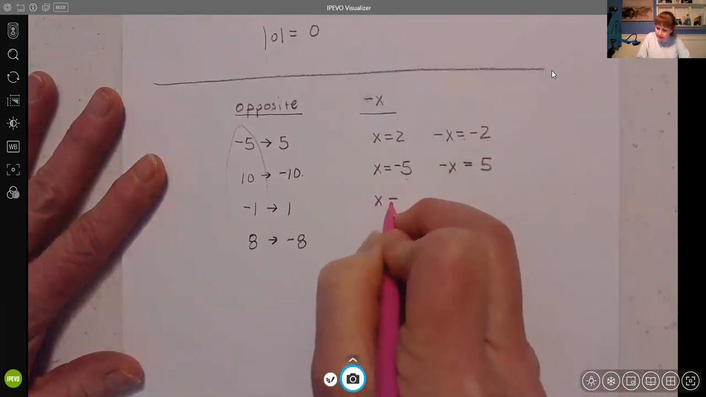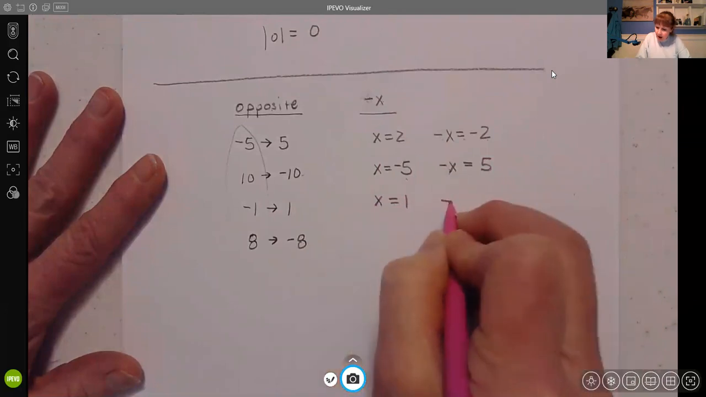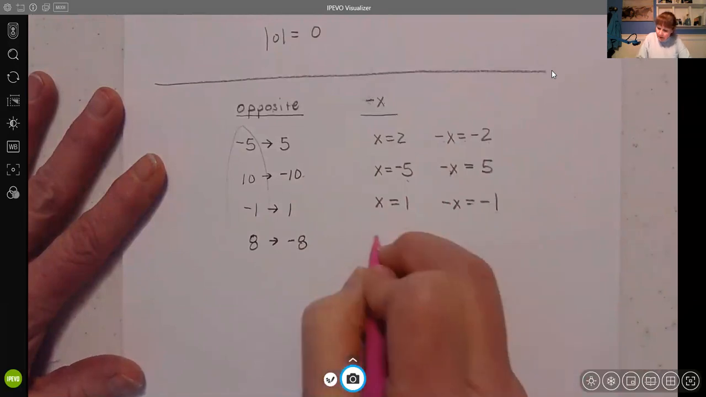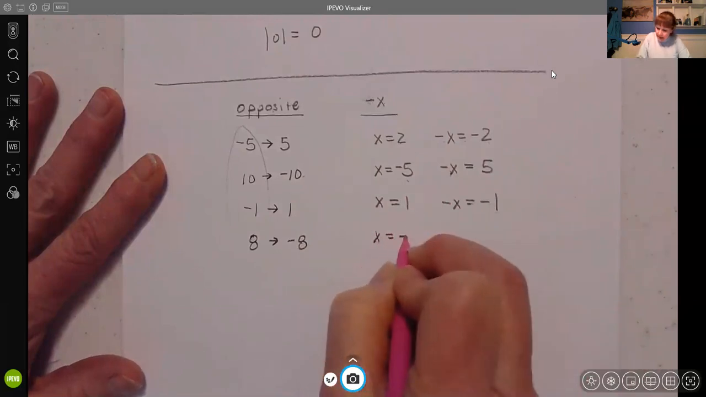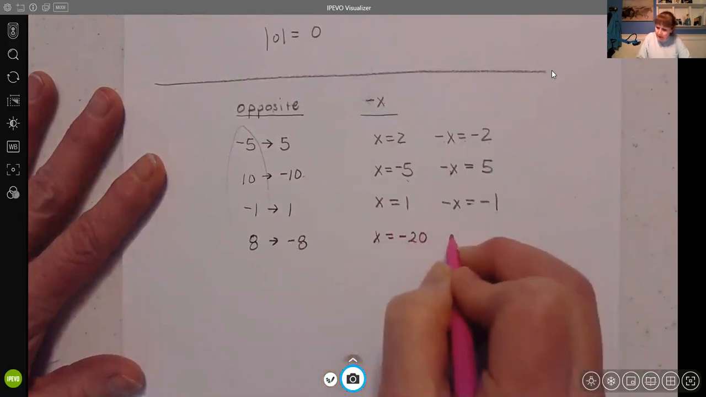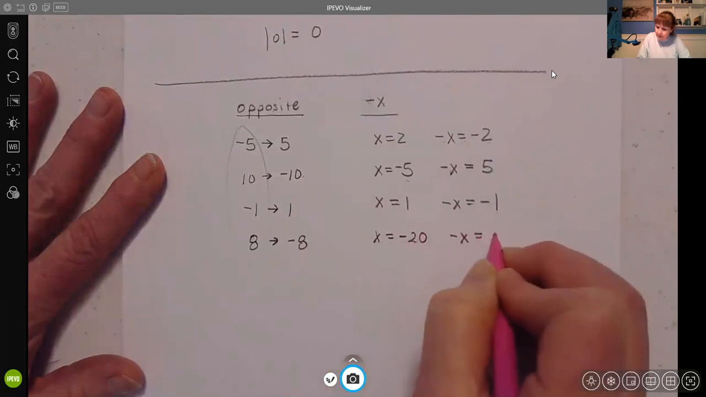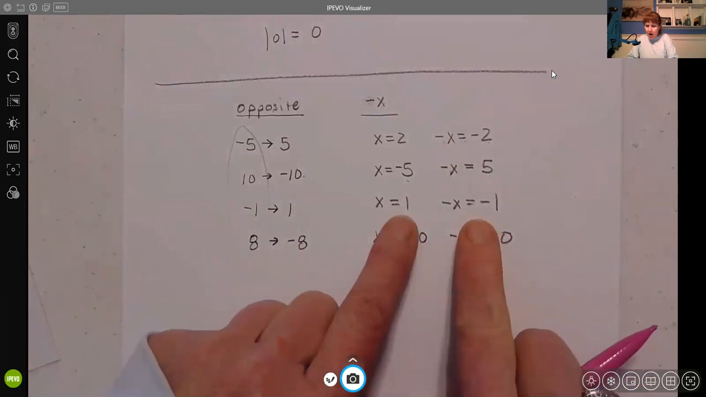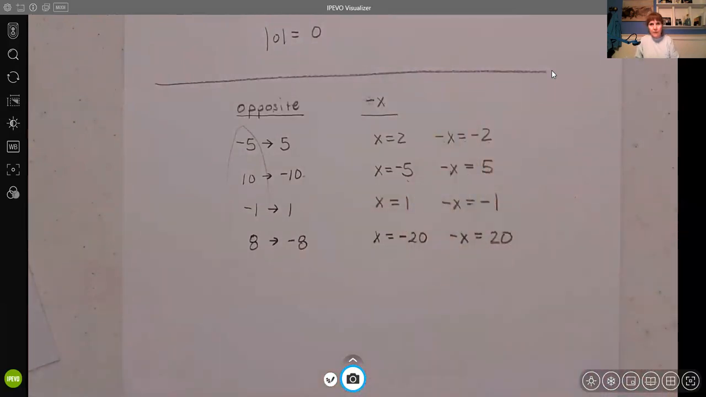Let's say x is 1. The opposite of x is a negative 1. Let's say x is a negative 20. The opposite of x is a positive 20. So again, it's a way of finding the opposite. It's just stated differently, but it really means the same thing.